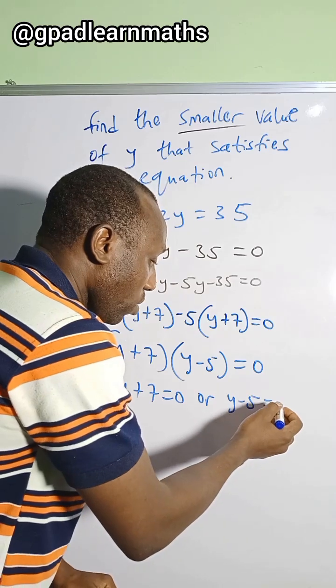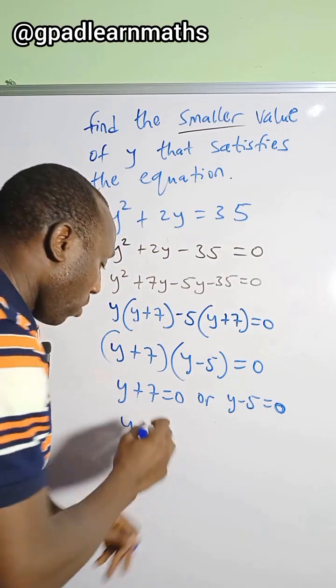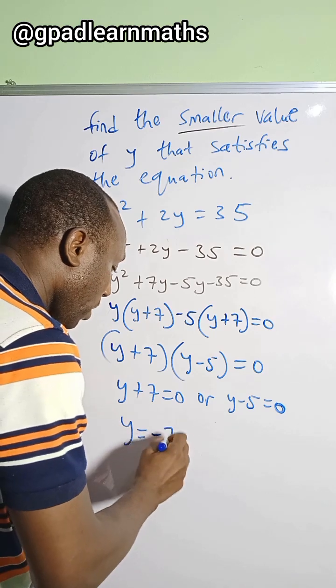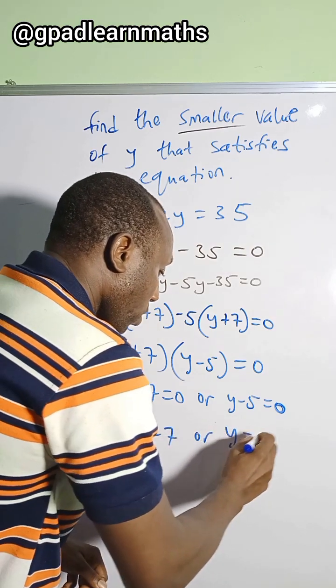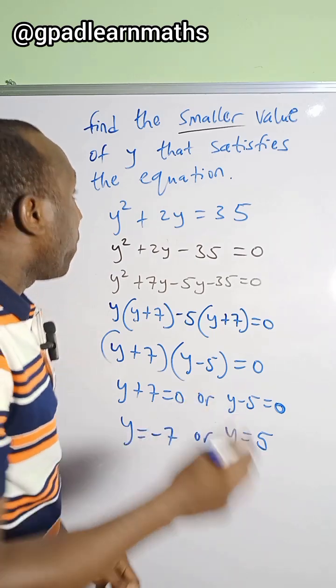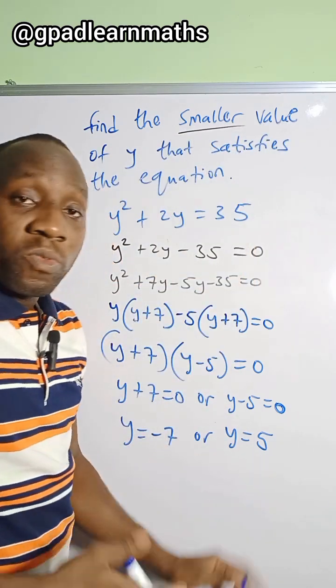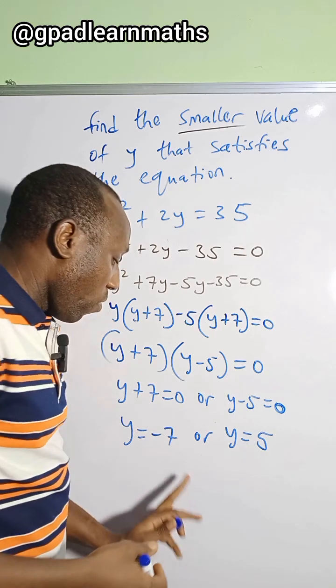So if you want to get the values of y, this has to be y. Move plus 7 to this side, you have minus. Y is equal to minus 7, or y is equal to what? 5. If you move minus 5 to the other side, you get plus 5. But they say we should find the smaller value. So between minus 7 and 5, which is the smaller value? Obviously, it is minus 7.